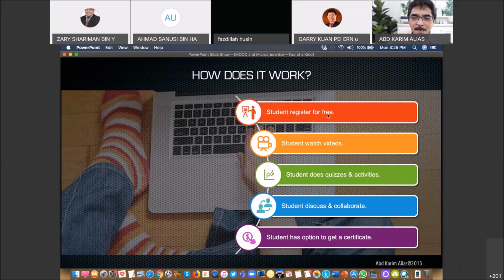This one is different. From MOOC, the student can register for free. This is another difference between MOOC and micro-credential. Micro-credential is designed actually not to be free. So if you want to charge people, that's where you move from MOOC to micro-credential. MOOC should be free, but the moment you want to charge for the course, you go to the micro-credential model. So in MOOC, the student registers for free, but in micro-credential, the student has to pay.